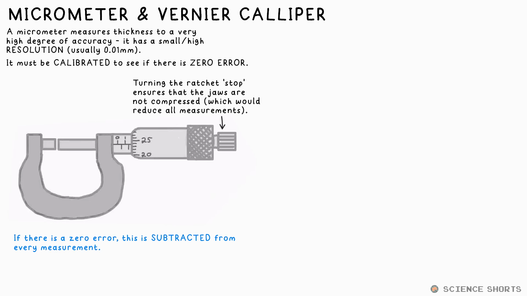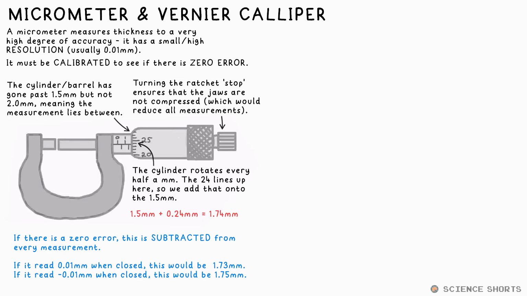If not, there is a zero error, a systematic error. Systematic means it will be the same error every time. To mitigate this, just subtract the error from every measurement.